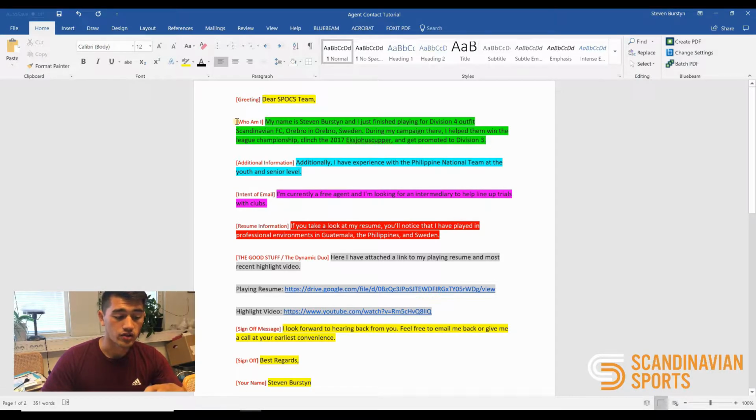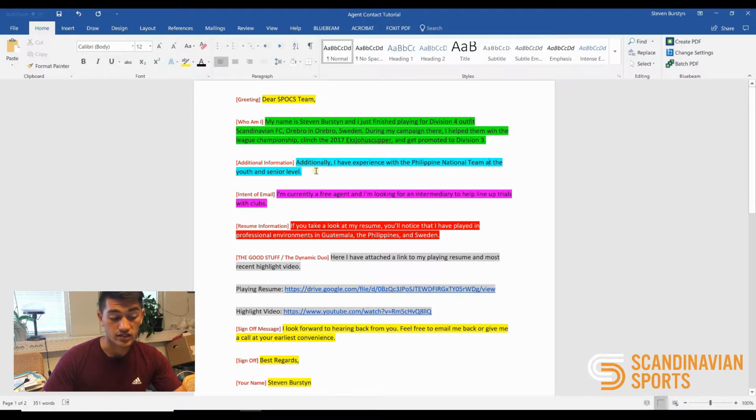Right after your greeting, you take a space and you say who you are. So who am I? My name is Steven Burstyn, and I just finished playing for Division 4 outfit Scandinavian FC Orebro in Orebro, Sweden. During my campaign there, I helped them win the league championship, clinched the 2017 Cup, and got promoted to Division 3.